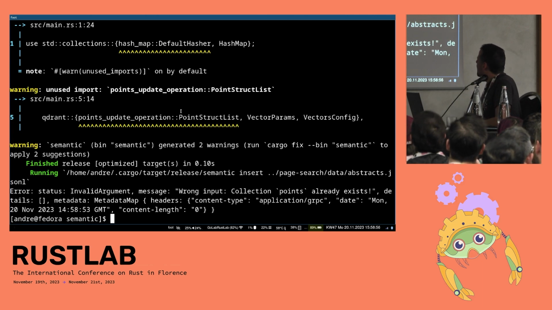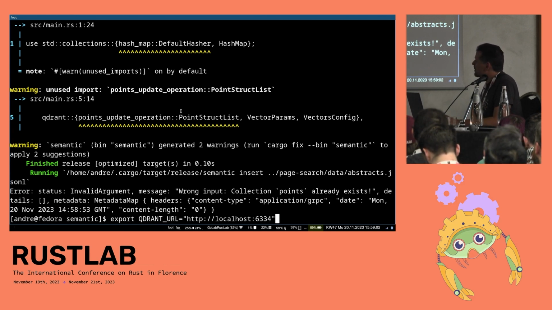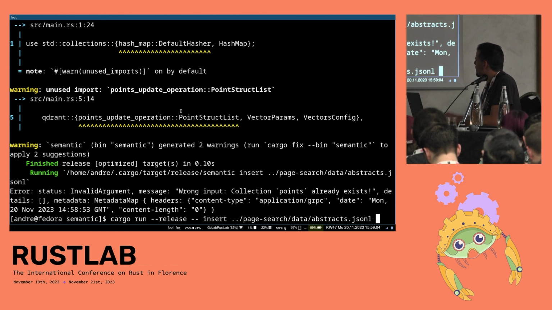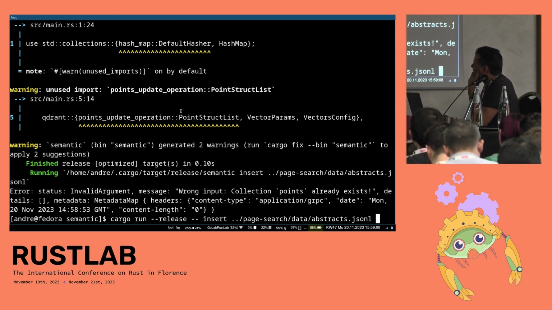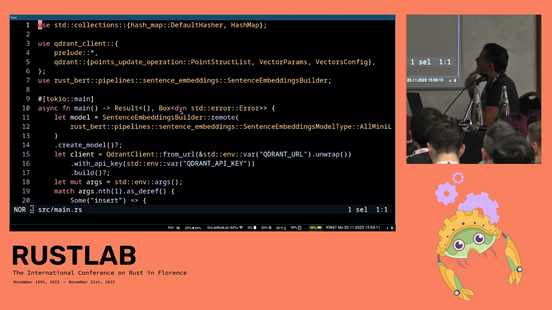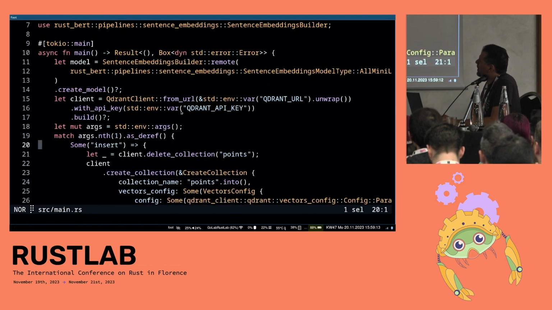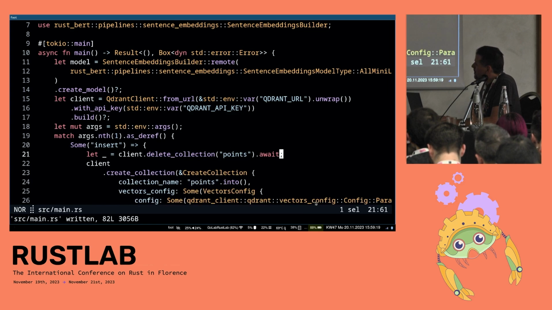Next problem. Okay, so the collection point exists, but I thought I had deleted it. You probably have awaited the deletion. Yeah, probably. I failed to await that. That's a problem.